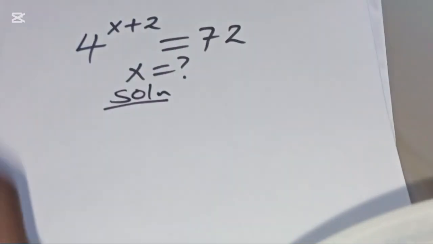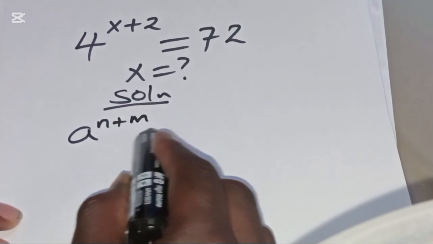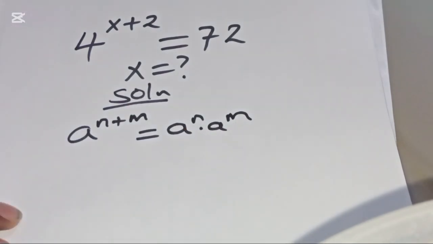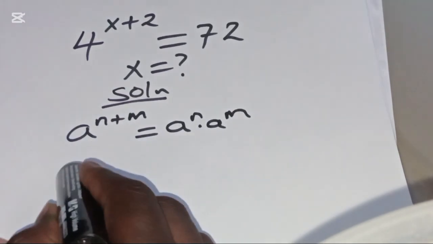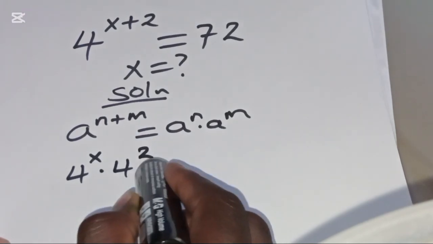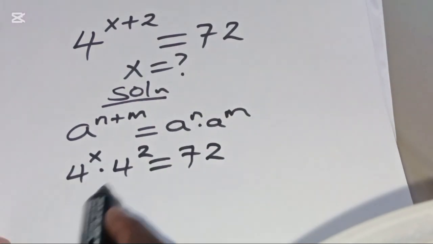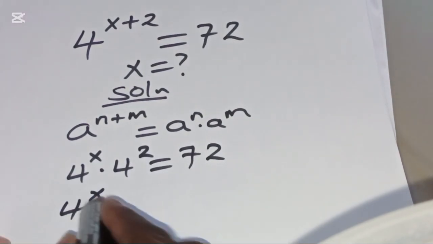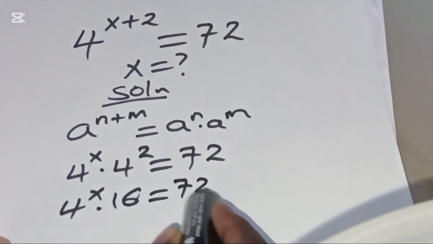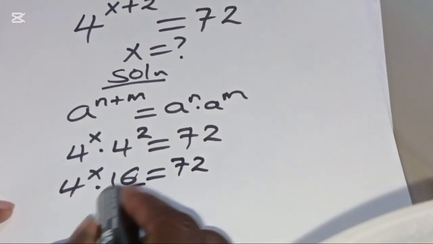So 4 to power x plus 2 is actually in the form of a to power n plus m, which you can express as a to power n multiplied by a to power m. Applying this property, we have 4 to power x multiplying by 4 to power 2 equal to 72. Now 4 to power 2 is the same thing as 16, so 4 to power x times 16 is equal to 72. So we divide both sides by 16.